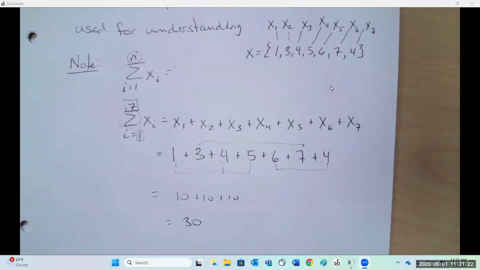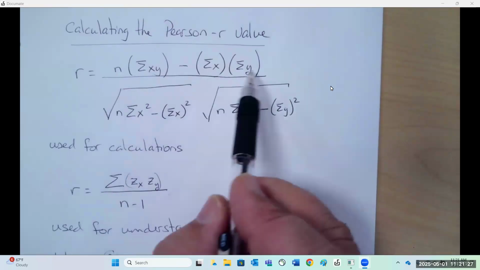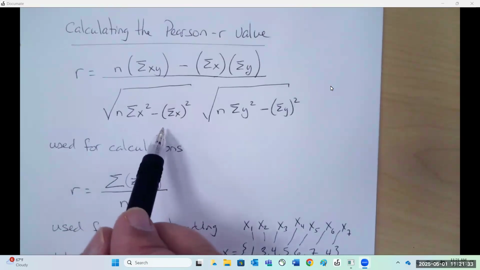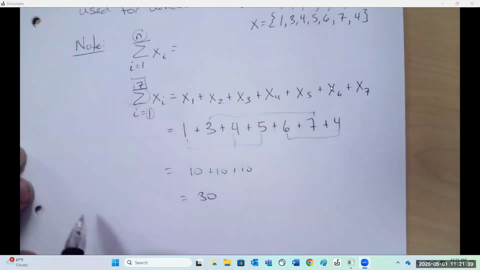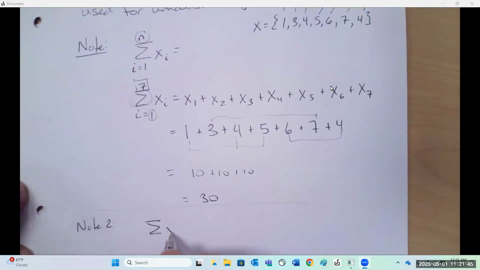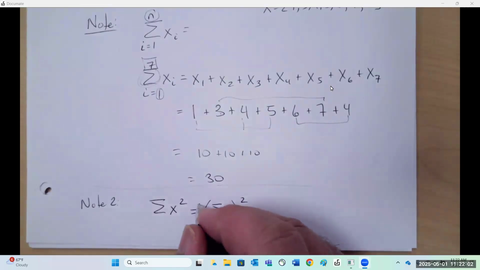That's how it works. We need to know this because look at our formula. We have a whole bunch of these in the bottom, and many students get these confused. Note number 2: the summation of x squared is not the same thing as the summation of x, squared. That's what I get to. They do not equal. Why?